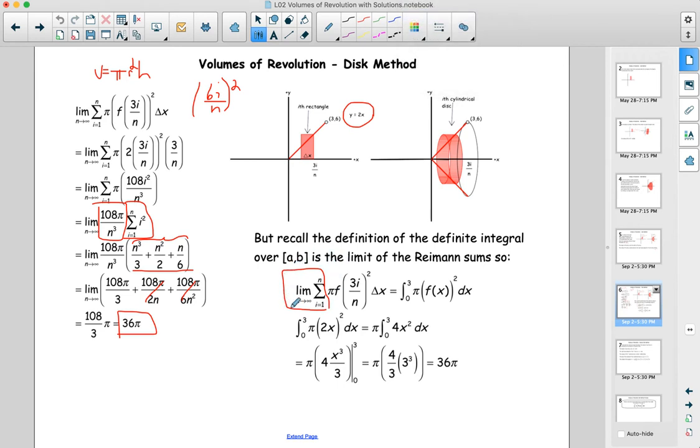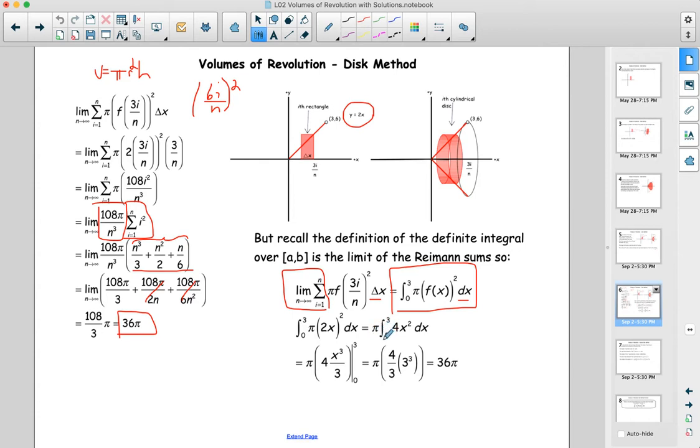So this is going to be replaced with the definite integral. In this case, it's the integral from 0 to 3. The pi stays put, and this is going to become f of x. And of course, delta x becomes dx. So now we're looking at the integral from 0 to 3 of f of x all squared dx. f of x is 2x, so it's the integral from 0 to 3 of 2x all squared dx. And that just becomes 4x squared.